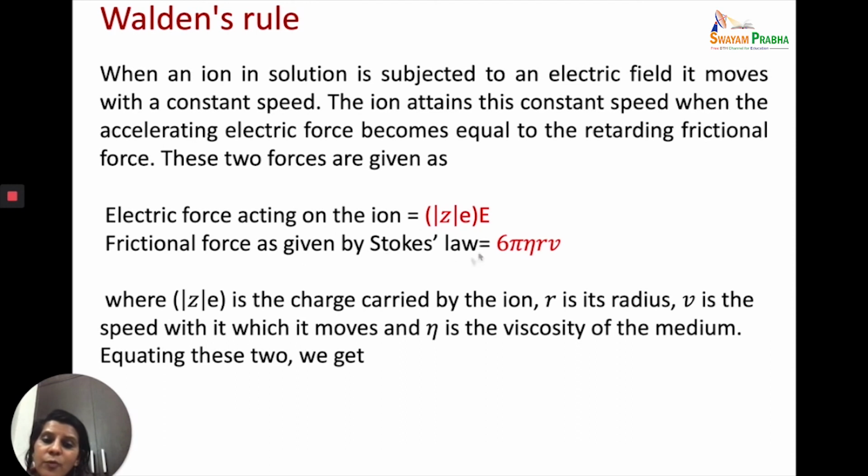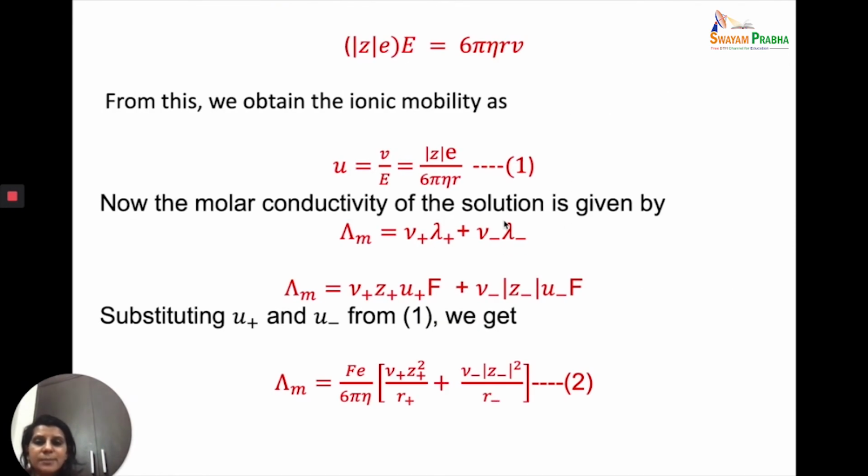The frictional force is given by Stokes' law, which is 6 pi eta Rv, where eta is the viscosity of the medium, R is the radius of the ion, and v is the speed with which the ion is moving. Now both of them have become equal, that is why you have a constant speed.